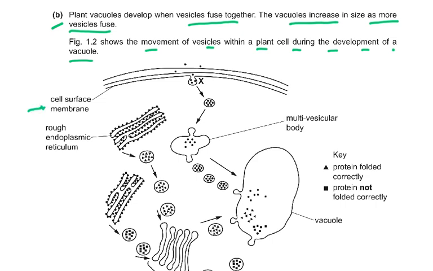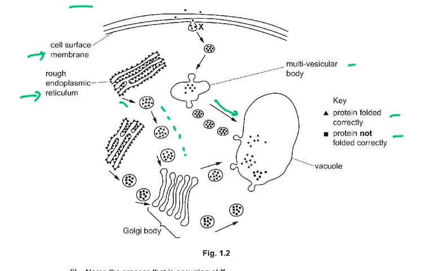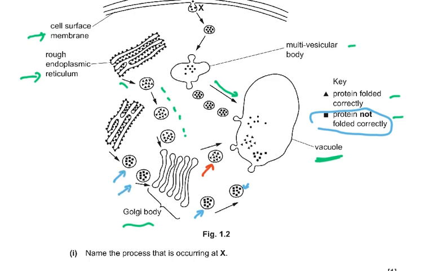So you can see here is the cell surface membrane, then there's the rough endoplasmic reticulum, then you can see the multivesicular body, then the key: protein folded correctly, protein not folded correctly, and then of course these arrows going out of it, and these arrows coming here. Then you can see the vacuole increasing in size, and the Golgi body. The protein not folded correctly are these ones here, and proteins folded correctly are these ones here, and these are the not folded correctly ones here again. So look at this very carefully, and then let's look at the question.